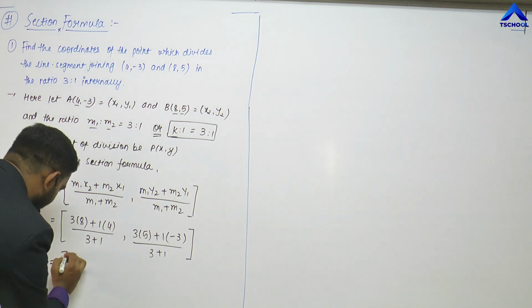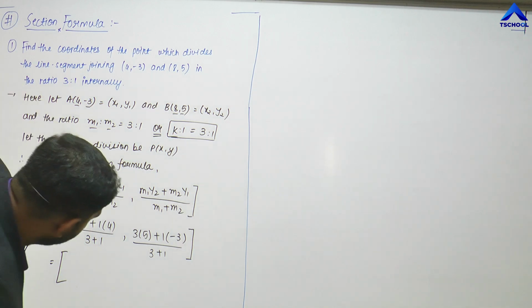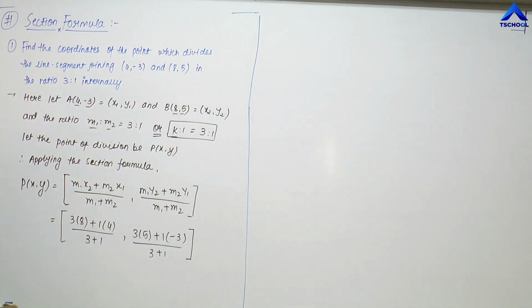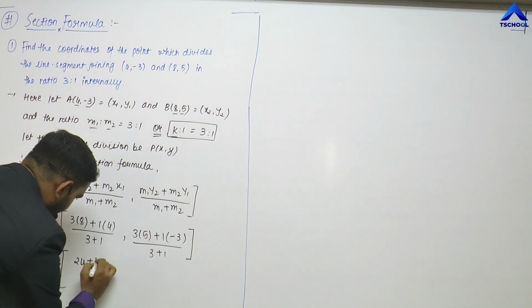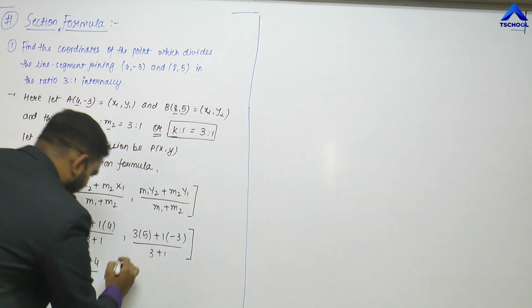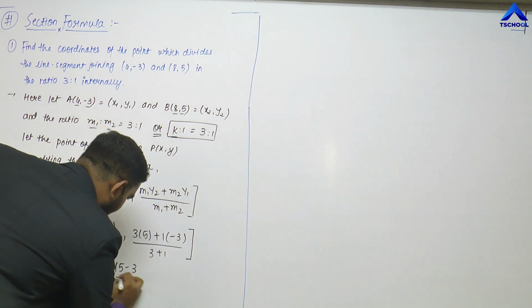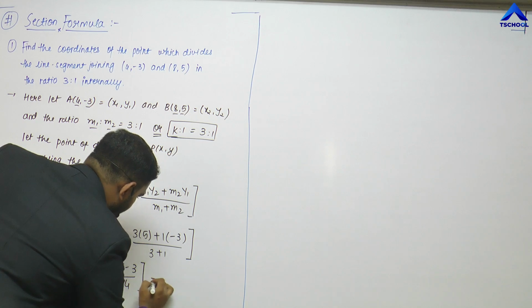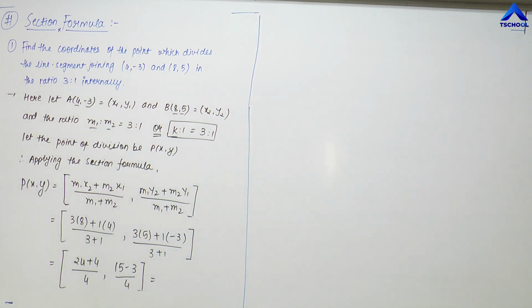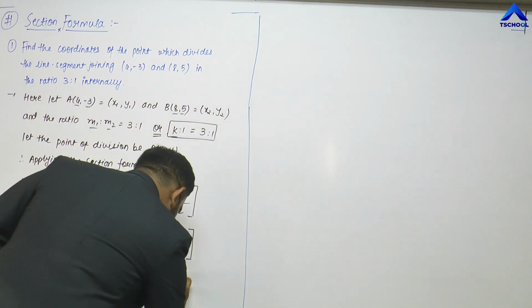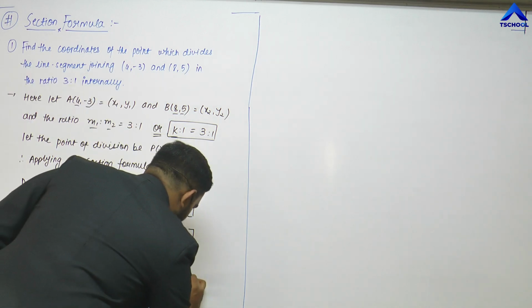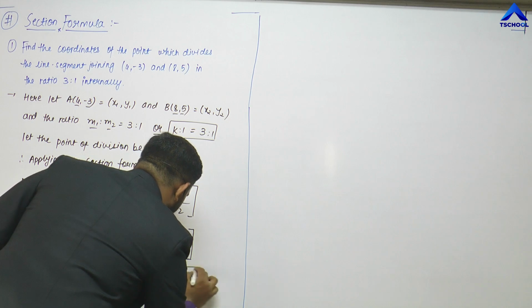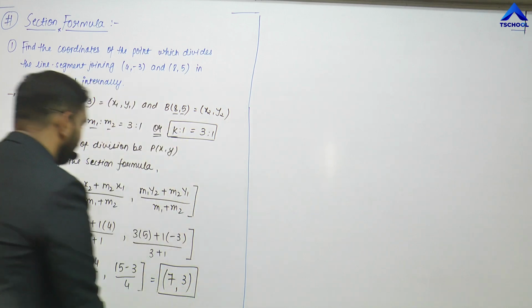Now let us simplify. What is 8 into 3? 24. 24 plus 4 upon 4, comma 15 minus 3 upon 4. That is equal to 24 plus 4 is 28, 28 by 4 is 7, comma 15 minus 3 is 12, and 12 by 4 is 3. So we have a point, that is 7 comma 3.